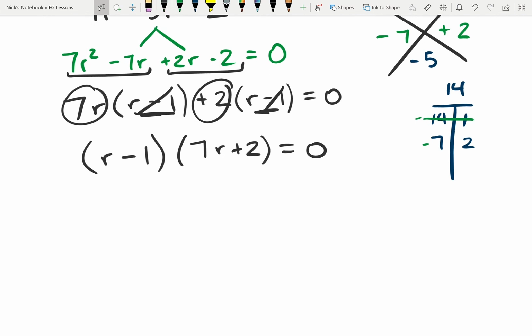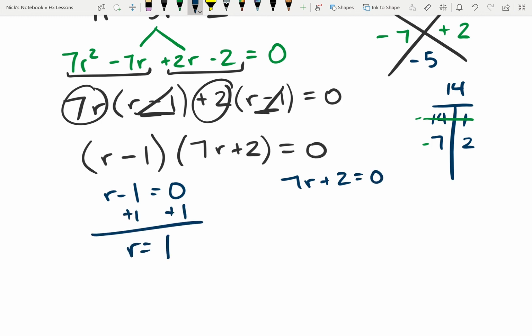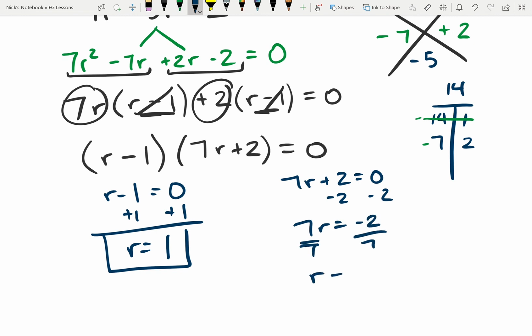And now we can do the zero product property, which all it says is we can set each factor equal to 0 and then solve. Okay, so if we add 1 here, we're going to get r equals 1. Right, and then we can subtract 2, so 7r equals negative 2, divide by 7, and then r equals negative 2 over 7.